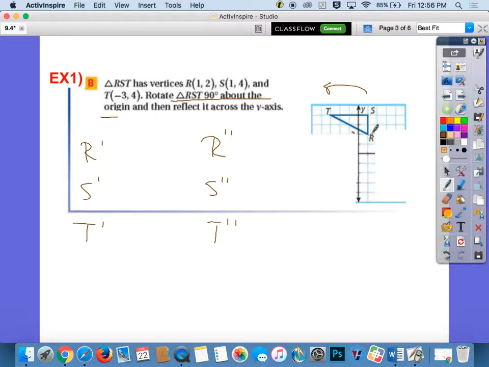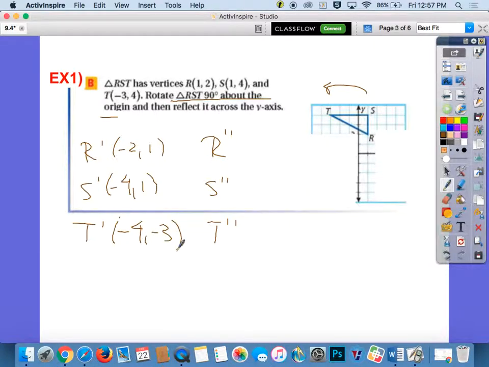Here I'm at (1, 2). Remember the pattern I told you guys. You're going to flip it. Okay, so I'm going up 1 and over 2 into the second quadrant. So my (1, 2) becomes (-2, 1). Now my S prime, I'm at (1, 4). He's going to come over here. It's going to become (-4, 1). And then my T prime is this guy right here. I'm at (-3, 4). All right, he's coming over here. So that's going to become (-4, -3) into that third quadrant.